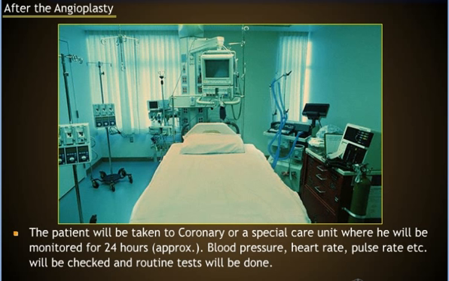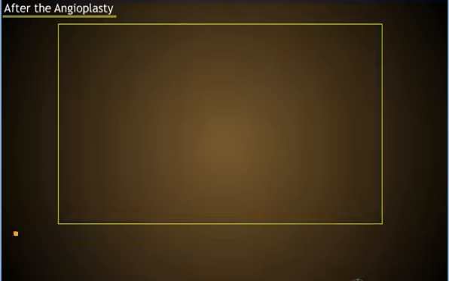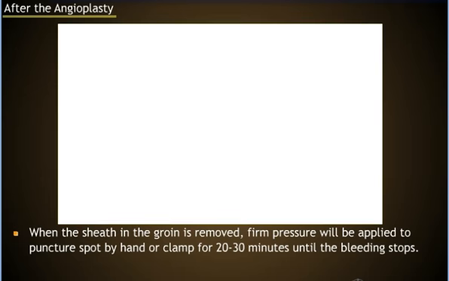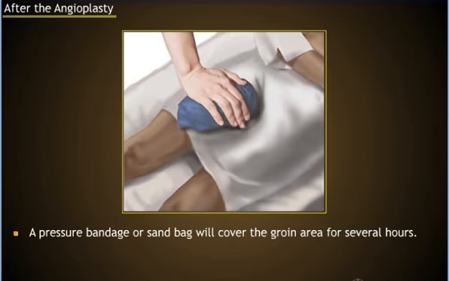Blood pressure, heart rate, pulse rate, etc. will be checked and routine tests will be done. When the sheath in the groin is removed, firm pressure will be applied to puncture spot by hand or clamp for 20 to 30 minutes until the bleeding stops. A pressure bandage or sandbag will cover the groin area for several hours.